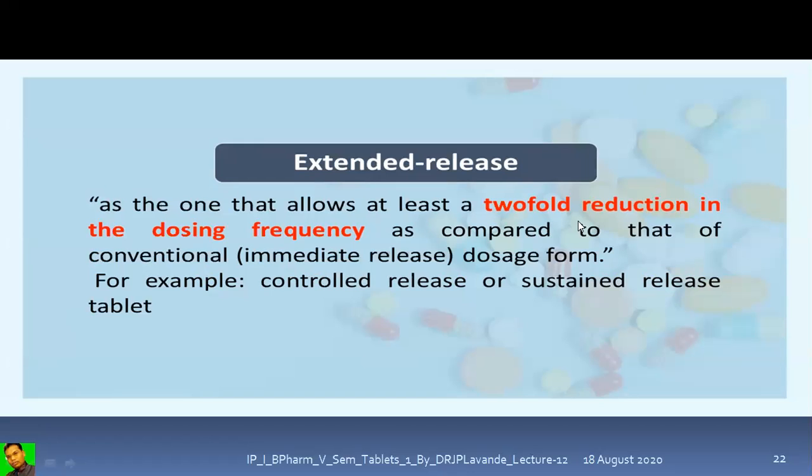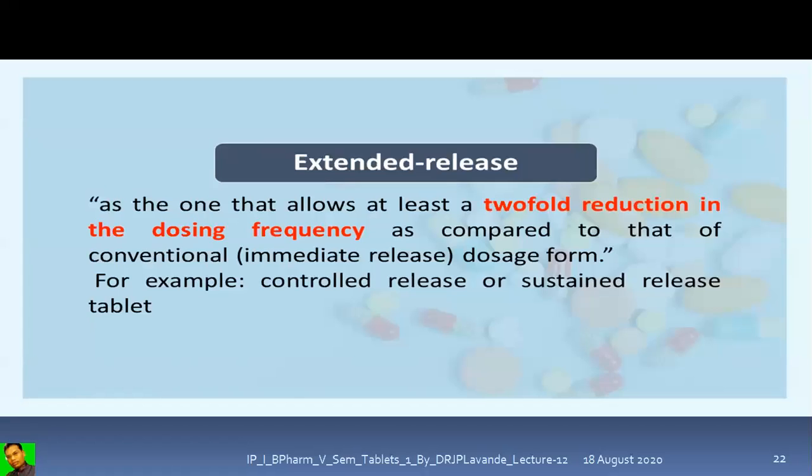Now this is most important. What is the extended release? It is such a kind of dosage form which allows at least a twofold reduction in the dosing frequency. Let's say, for example, if we are taking the conventional tablet 4 times in a day, right? And if there is another tablet which needs to be taken just twice in a day, so there is a twofold reduction in the dosing frequency. Earlier we used to take it 4 times, now we are taking it 2 times.